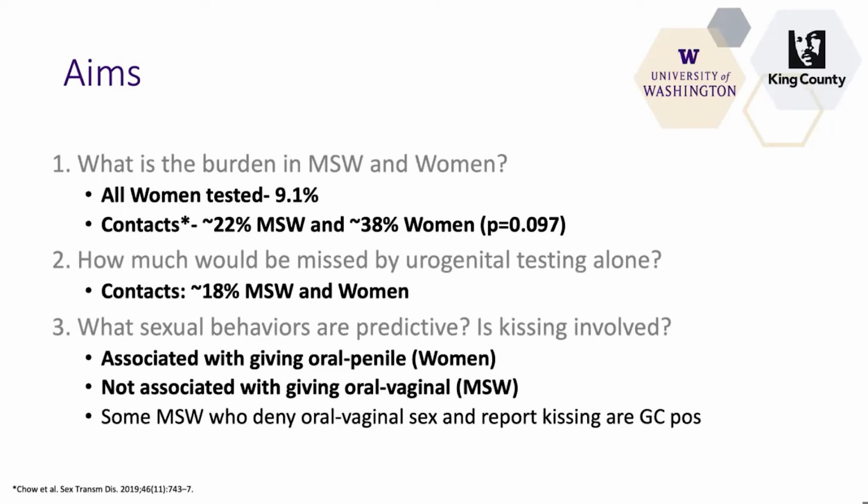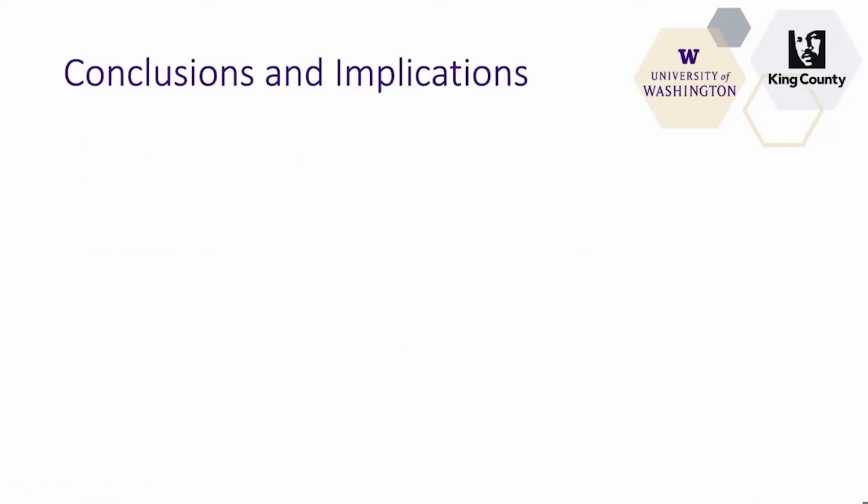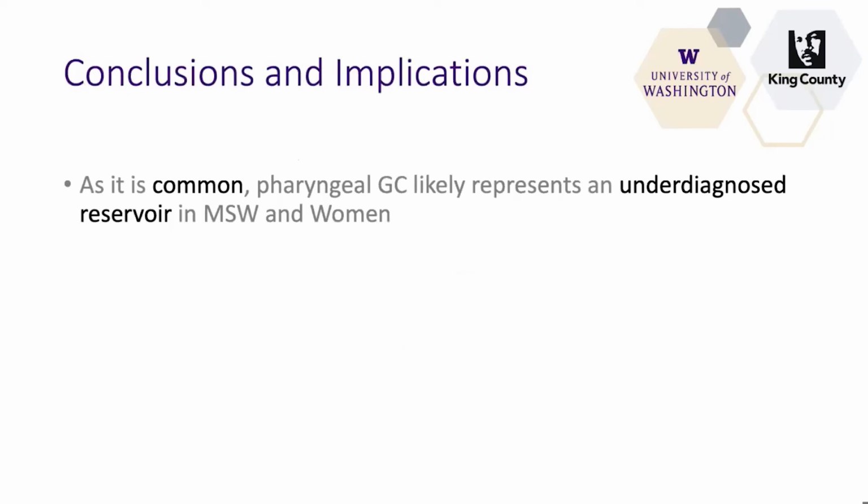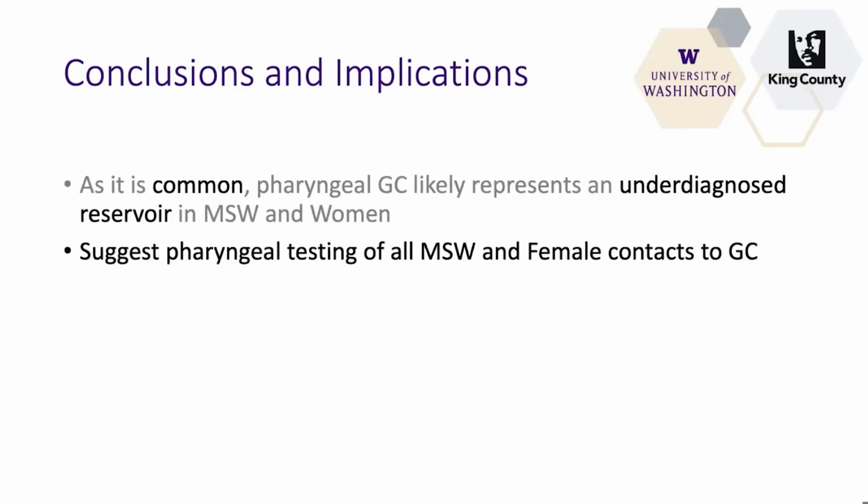Lastly, giving oral sex was associated with positivity at the pharynx in women, but not in men. And lastly, some men who denied giving oral sex but reported kissing were positive at the pharynx. In regard to conclusions, as it is common in these groups, pharyngeal GC likely represents an underdiagnosed reservoir. And as such, we suggest pharyngeal testing in all men who have sex with women and female contacts to GC.